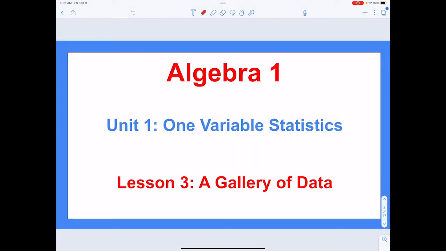Today we're going to be continuing with Unit 1, which is on one variable statistics, and today's lesson is Lesson 3 called A Gallery of Data.